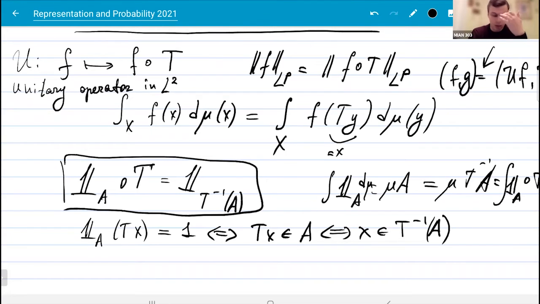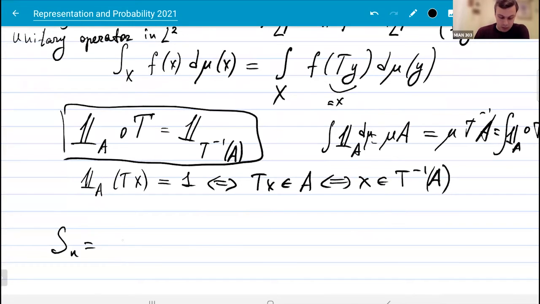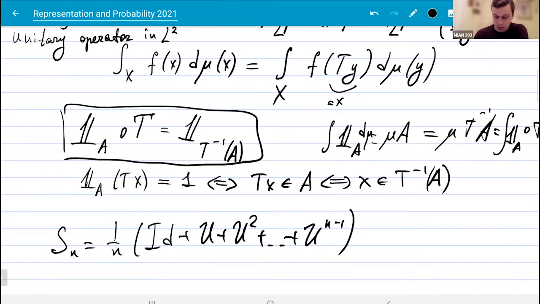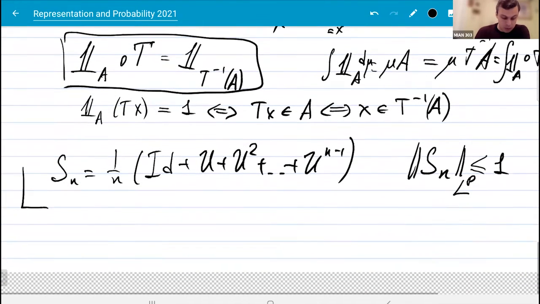And so if you take now the Sn, then Sn is 1 over n of the identity plus U plus U square, up to U to the n minus 1. And so, for example, it is easy to see, because the norm of every summand is not more than 1, then the norm of the whole is also not more than 1. In fact, in any Lp again, and in particular for L2. So these were some preparations, and let us now discuss the proof.